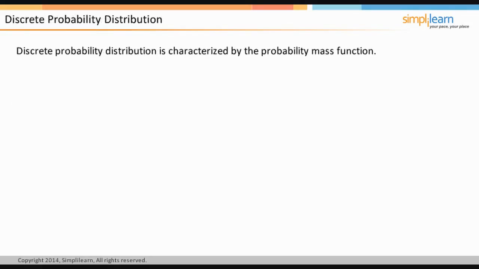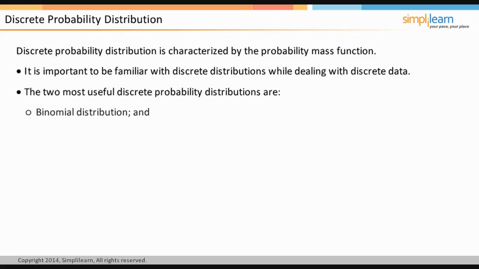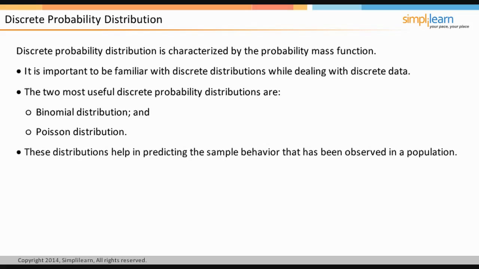Discrete probability distribution is characterized by the probability mass function. It is important to be familiar with discrete distributions while dealing with discrete data. Some of the examples of discrete probability distribution are binomial distribution, Poisson distribution, negative binomial distribution, geometric distribution, and hypergeometric distribution. We will focus only on the two most useful discrete distributions, binomial distribution and Poisson distribution. Like most probability distributions, these distributions also help in predicting the sample behavior that has been observed in a population. Let us learn about binomial distribution in the following screen.